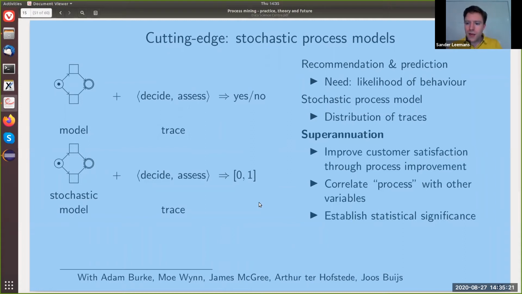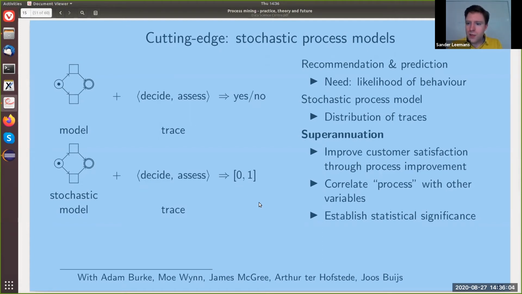We are actually working on this based on questions from an industry partner, a superannuation service provider in the Netherlands. What they are after is to improve customer satisfaction through process improvement. People call this superannuation provider because they have questions, or they get letters and something is unclear, and they call. All of this is logged in information systems and in event logs. They would like to improve customer satisfaction, because the market is being liberalized, so they need to compete now on customer satisfaction.